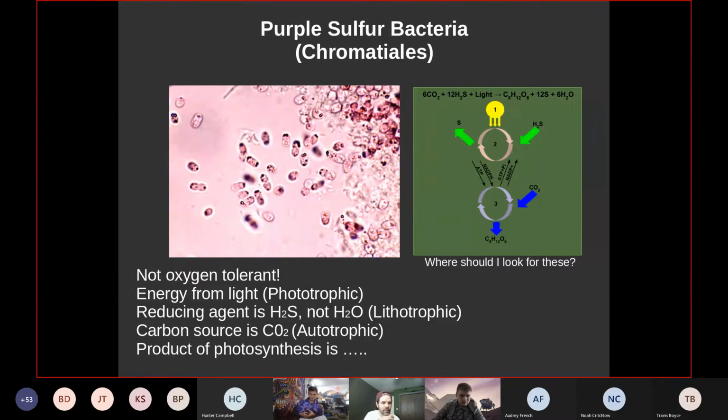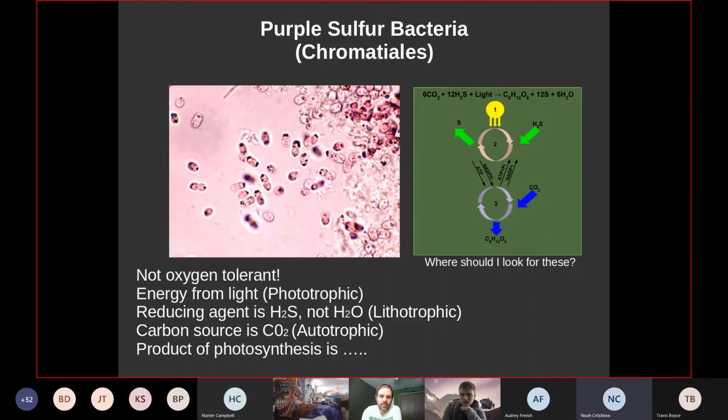What's the product of photosynthesis for this one? Shouldn't it be sulfur dioxide? It's sulfur. Or just sulfur? Yep, just S. And S2 is what it combines to form. So yeah, obviously purple sulfur bacteria. So these are stinky.